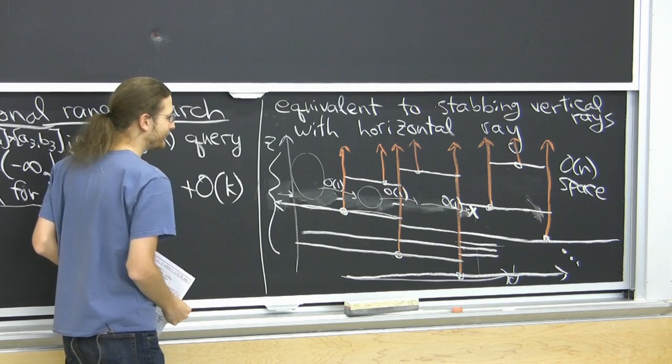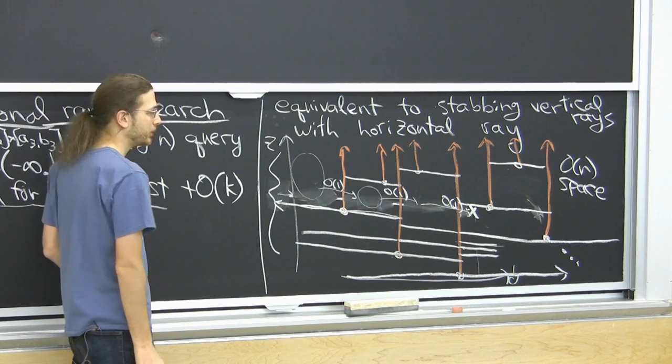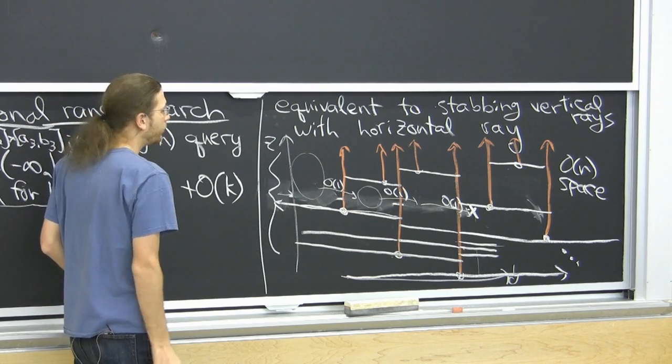Question: when you say that a particular face has too many crossings, what do you define as too many? More than a constant.